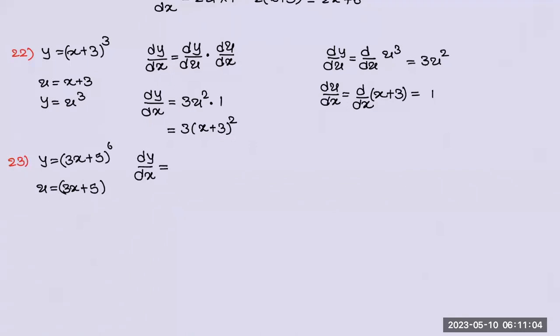First of all, dy by du. I directly write, I don't write detail. This entire thing is u. So 6 into 3x plus 5 whole power 5, multiplied with the differentiation of u. Differentiation of u is what? 3. Stop it here, or if you want to write it, you can write in detail. 18 into 3x plus 5 whole power 5. Correct? Perfect. 24.